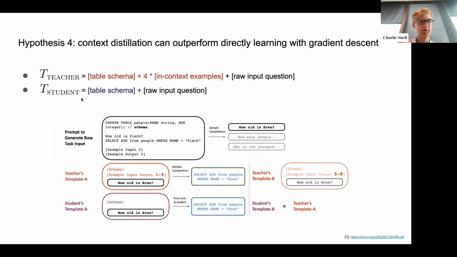And so the setup looks like this. We have a teacher model with a table schema and 4 in-context examples, and then a raw input question, and then a student with just the table schema. So it has to distill these 4 in-context examples. And for the gradient descent case, it's the same prompt as the student, except instead of distilling the 4 context examples, we just do normal fine-tuning on the XY pairs.